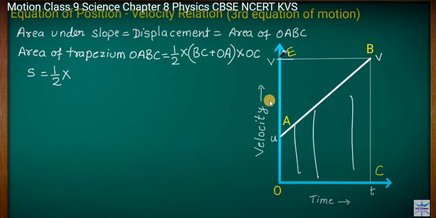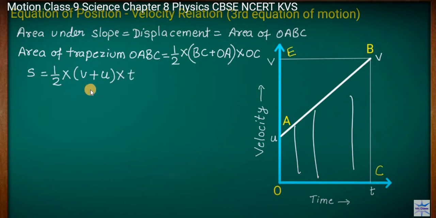So BC, here this is BC, means it is the final velocity, we can write V. And this is OA, the initial velocity, so we can write U. And OC means it is a time interval, so instead of OC we can write T.